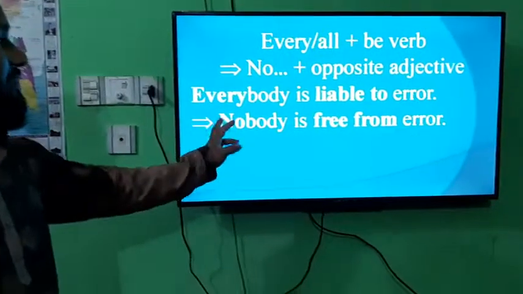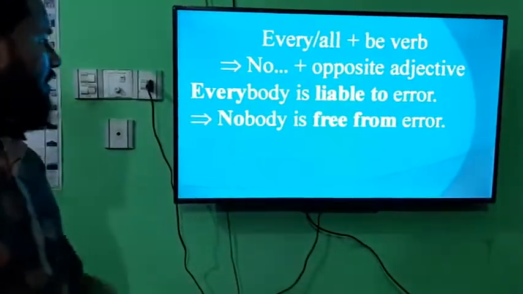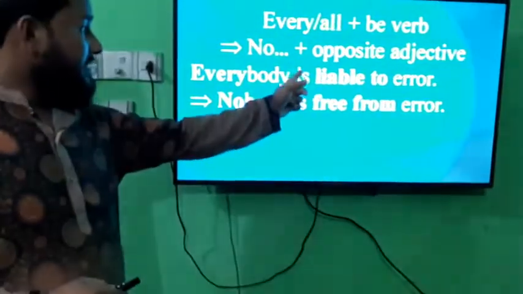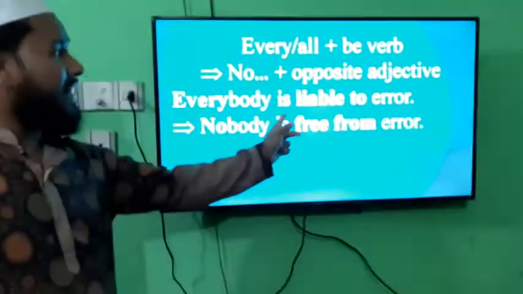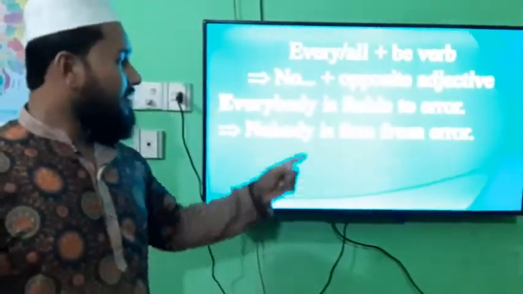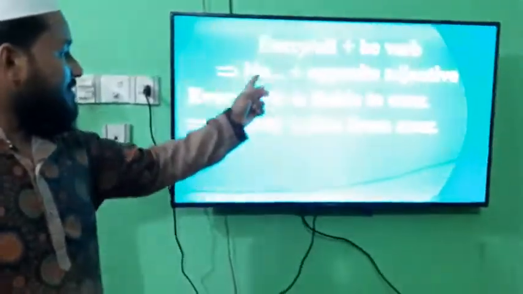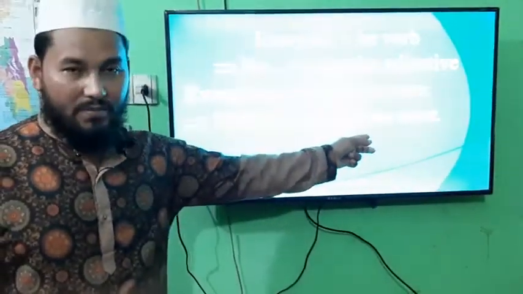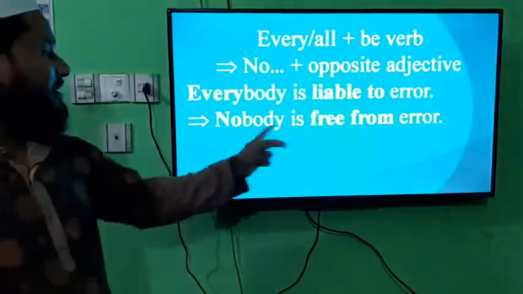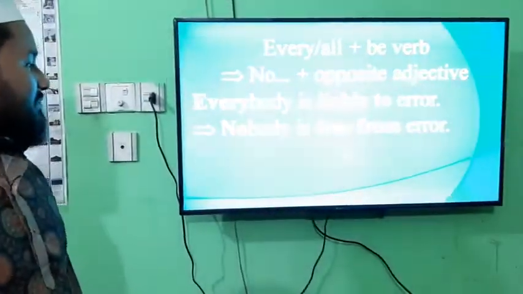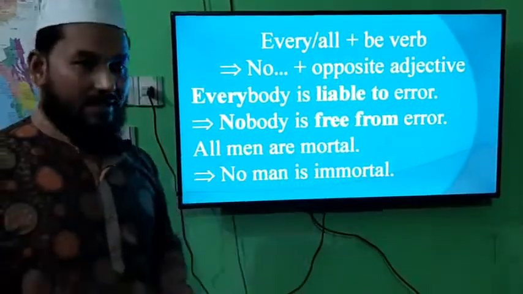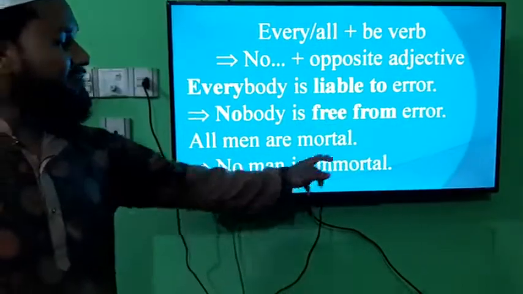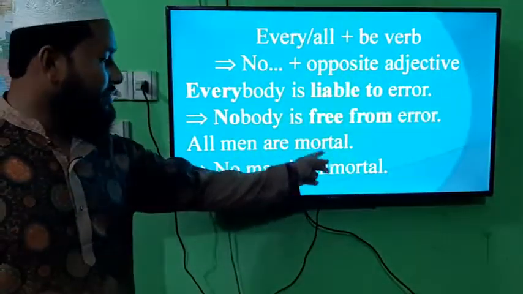For example, everybody is liable to error. How will that be? Nobody is free from error. Here is a be verb, so I have to use the opposite word, that is, no plus opposite word. Here liable, opposite free from. So everybody is liable to error, nobody is free from error. Another example, all men are mortal. Here is all, so I have to use no, then man. No man is immortal. Here I have used the opposite word.